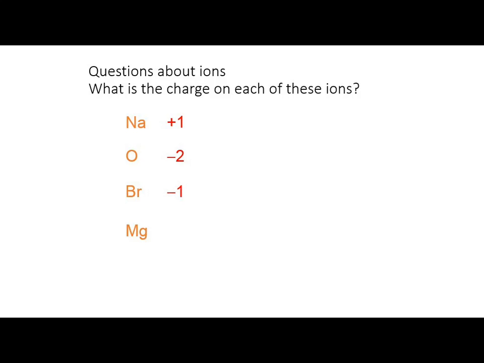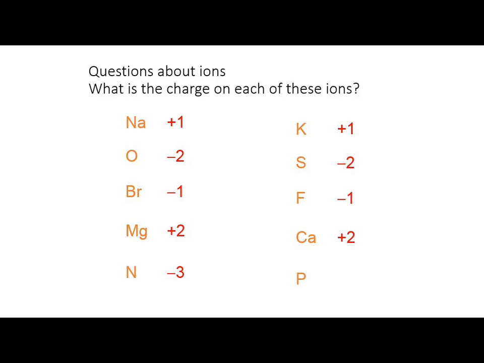Magnesium, group 2A, so it loses its 2 valence electrons, becomes a +2 cation. Nitrogen, it is a 5A element, and so it picks up 3 valence electrons, becomes -3. Potassium loses its 1 valence electron, becomes a +1. Sulfur is underneath oxygen. It's also a 6A. It picks up 2 valence electrons to become a -2. Fluorine, another halogen, 7A. It picks up 1 valence electron to become a -1. Calcium, it's a 2A. It loses its 2 valence electrons to become a +2 cation.